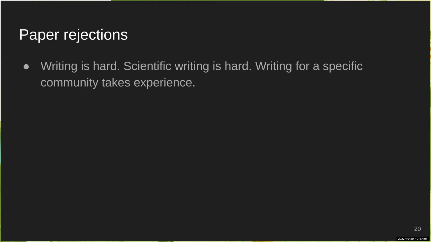First of all, writing is hard. Scientific writing is also hard, and writing for a specific community takes a lot of experience. And it's hard to break into communities. For example, in my research, I do a lot of stuff with language, but we started using robots as platforms to test some of our theories. And that means we had to break into the robotics and the human-robot interaction community. And the reviews there, they review it very differently. And you have to position the papers a lot differently. It just takes a lot of time and experience.